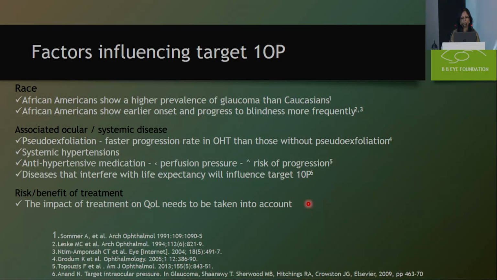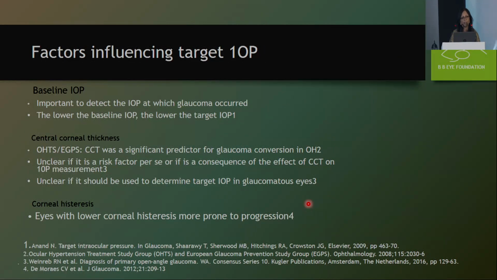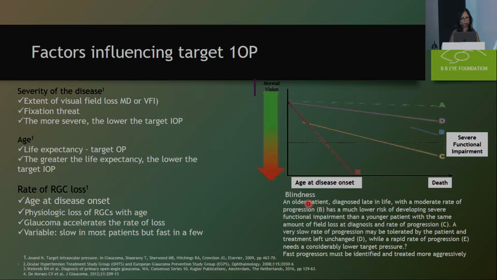By that I mean that if a person is going to live longer, you need to have a lower target IOP than a person who's going to live shorter. The risk benefit of treatment, the impact of treatment, and the quality of life need to be taken into account. Again, baseline IOP is important: you need to know the first IOP at which glaucomatous damage occurred, if possible. Central corneal thickness, I've just spoken to you about it. And a point here is that eyes with lower corneal hysteresis are more prone to progression, as seen in various studies which were conducted.